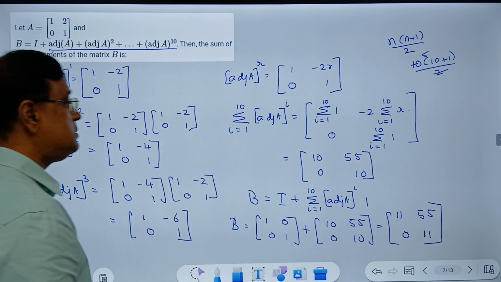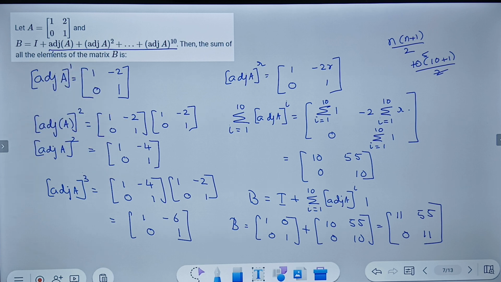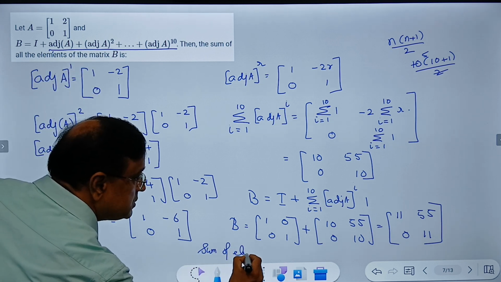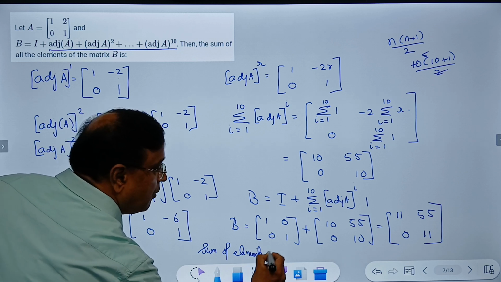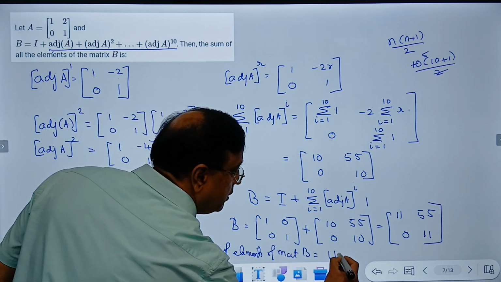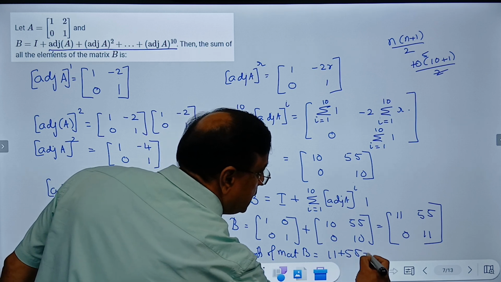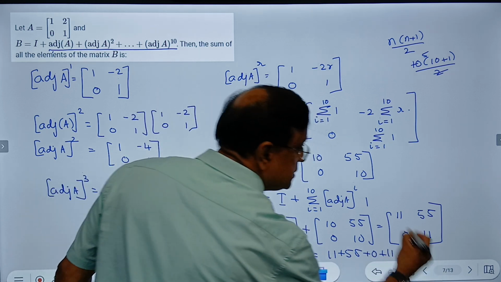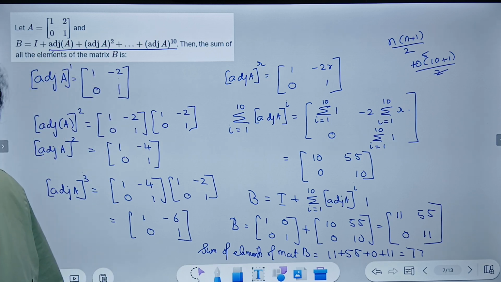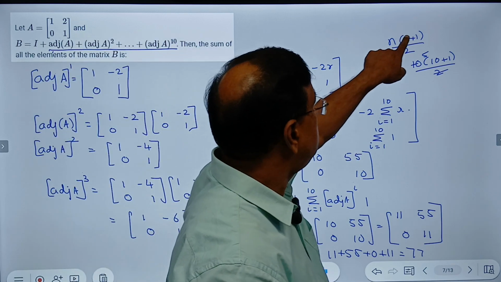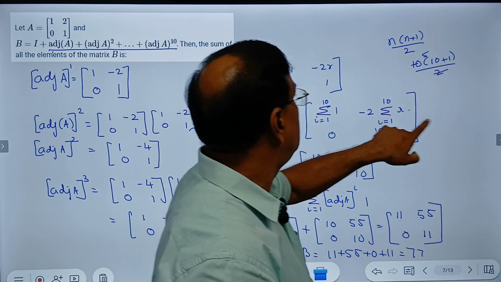But the question is, find the sum of all the elements. The sum of elements of matrix B is 11 plus 55 plus 0 plus 11. What is that? It is 77. I hope I have not made any mistake. N into n plus 1 by 2, that is 11.